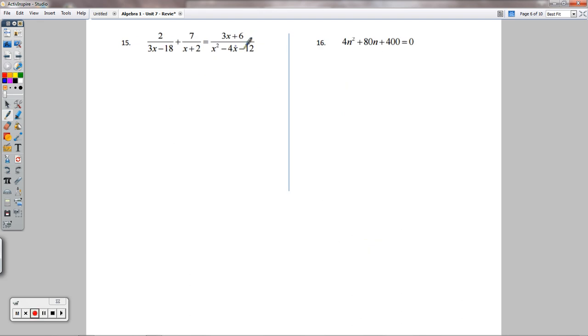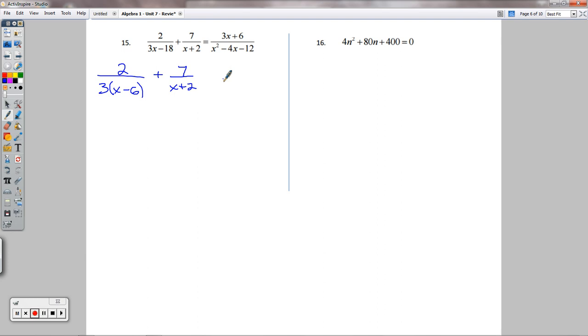Number 15. No common denominator yet here. We are adding and solving, so we're going to need to get that common denominator before we can cross anything out. So always look for a GCF if there is one. Here there is. You can factor out a 3 and it looks like that. This one you've got 7 over x plus 2. Nothing to do, or nothing that you can do with that one.